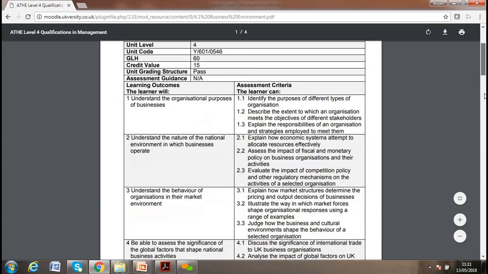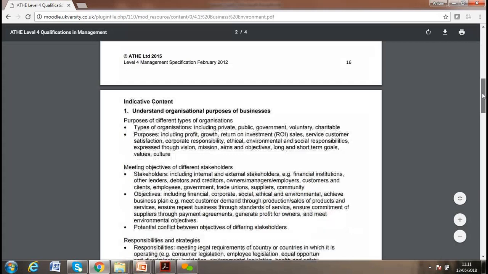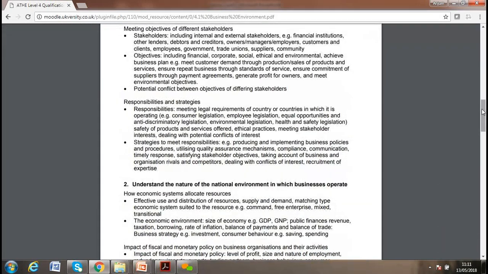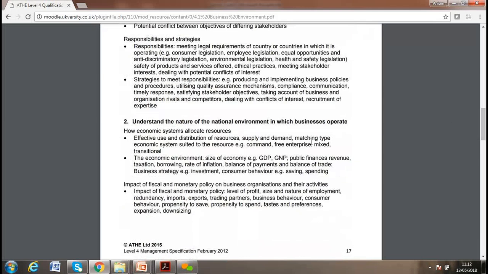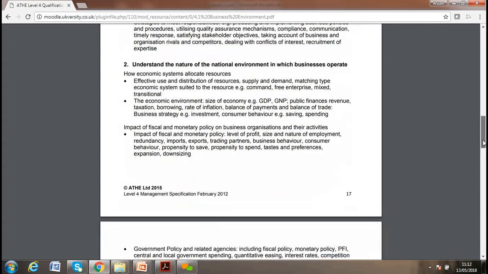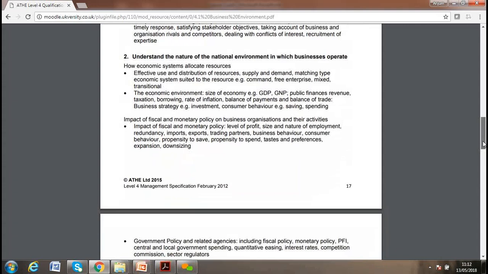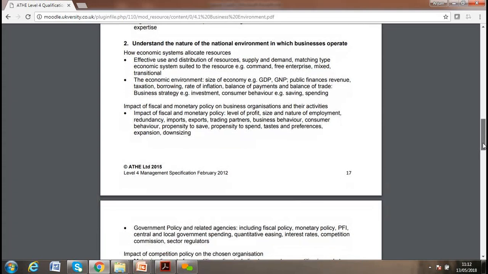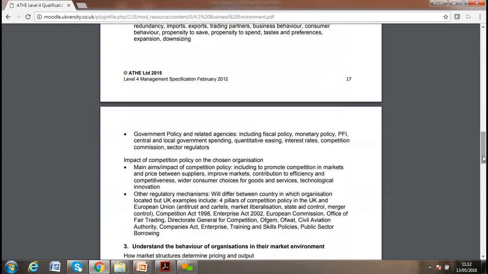Then the impact of competition and other regulatory mechanisms on the activities of a selected organization. You can select the organization; I have included the case of McCain's Food, which you can go through as a case study as well, and we'll go through it during our lesson. These are all the key points we'll be focusing on: how the economic system allocates resources, effective use and distribution of resources, supply and demand, matching types of economic system to situations, command, free enterprise, mixed, transitional, and also GDP, GNP, public finances. We will also discuss the impact of monetary and fiscal policies on organizational behavior and consumer behavior.